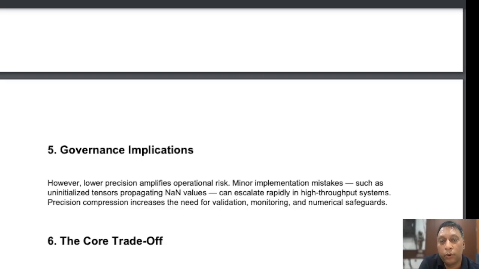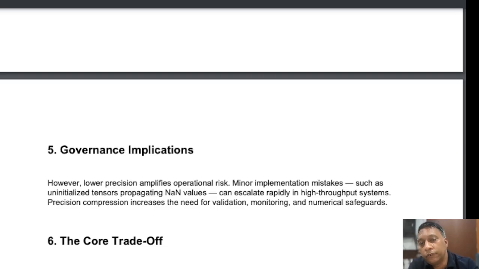So this is very important, that only throughput is not the point here. We need to understand that precision comes with a cost, and that is where the governance comes in, where we need validation, well thought through monitoring, and numerical safeguards.